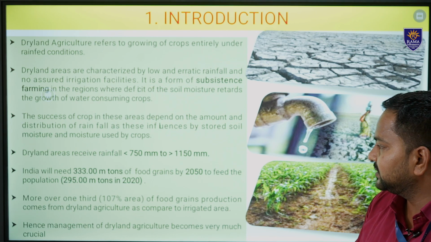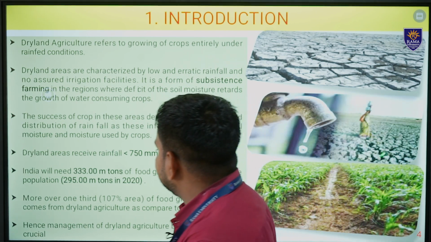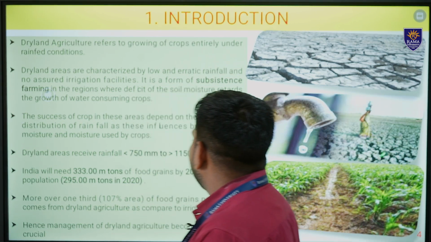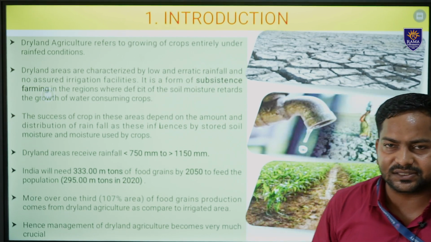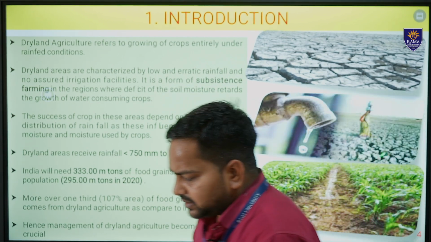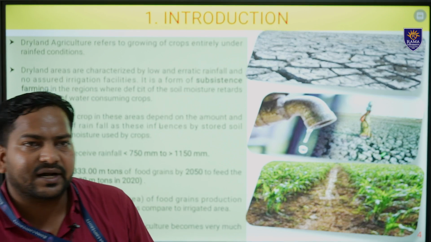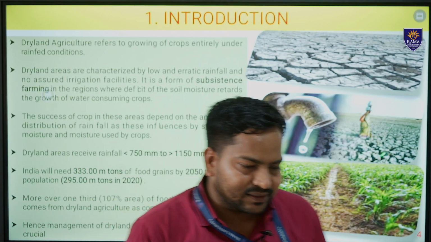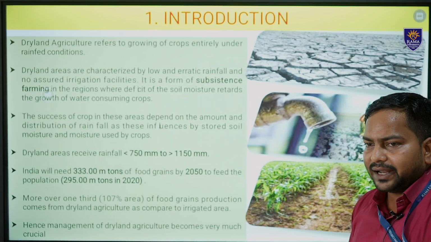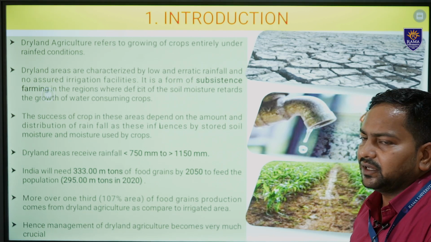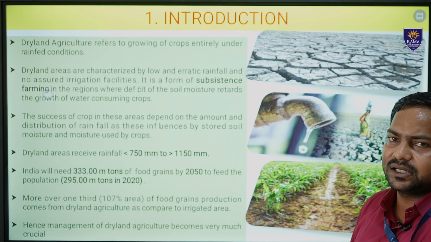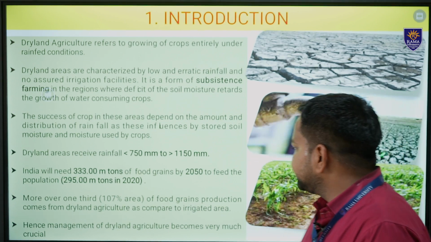India will need 353 million tons of food grains by 2050 to feed its population, because the population is increasing day by day in a very drastic manner, but land is being reduced day by day by infrastructure, making houses, etc.